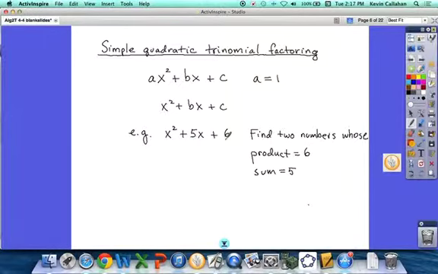The product, the result of multiplying these 2 numbers gives you the 6, but when you add the same 2 numbers, you get a 5. Can anybody guess what 2 numbers we're talking about here? 3 and 2, right? 3 and 2. So when it's a simple quadratic, that is all the thinking that goes into solving it or factoring it.